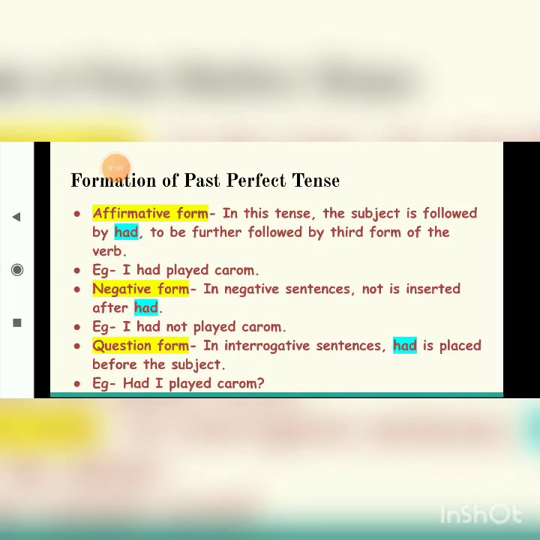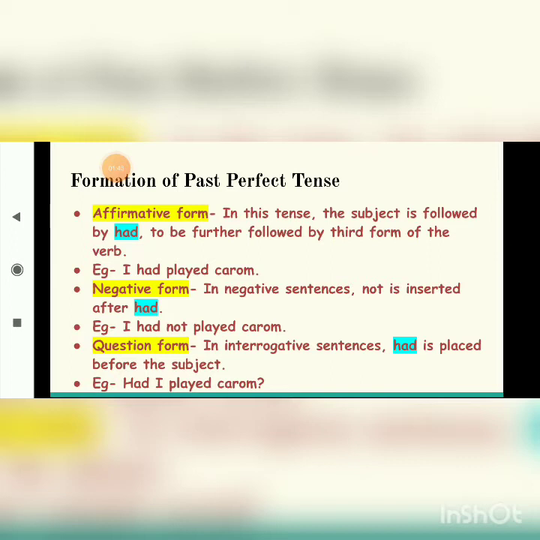Now, formation of the past perfect tense. First one, affirmative form. In this tense, the subject is followed by had, which is further followed by the third form of the verb. So how will the sentence become? I is the subject over here. We have used had over here. Played carom. Okay, students? So the sentence is now: I had played carom. In the negative sentence, how do we use it? Not is inserted after had. So how will the sentence become now? I had not played carom.